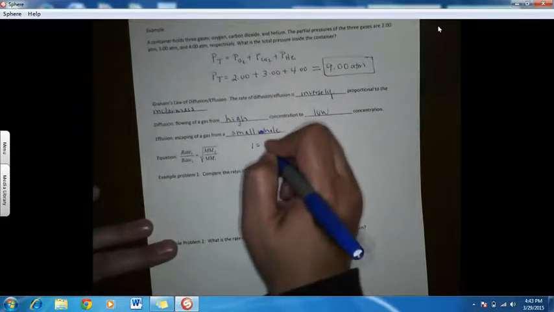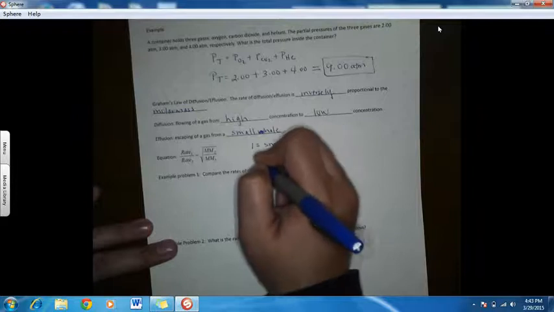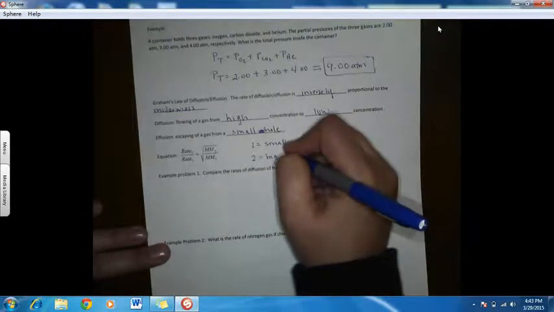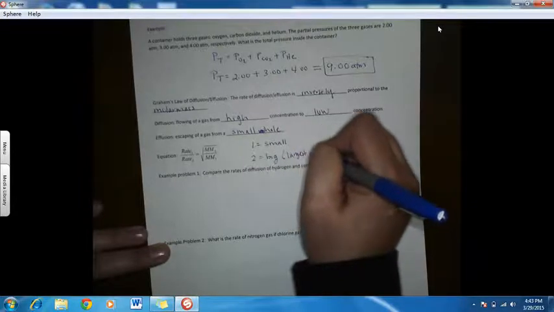The equation for Graham's law is that the rate of gas 1 over the rate of gas 2 is equal to the square root of the molar mass of gas 2 divided by the molar mass of gas 1. I always use 1 as being the small gas and 2 as being the big gas. What I mean by small and big is that the small one has the lowest molar mass and 2 has the largest molar mass. That makes your math a little bit easier to think about.